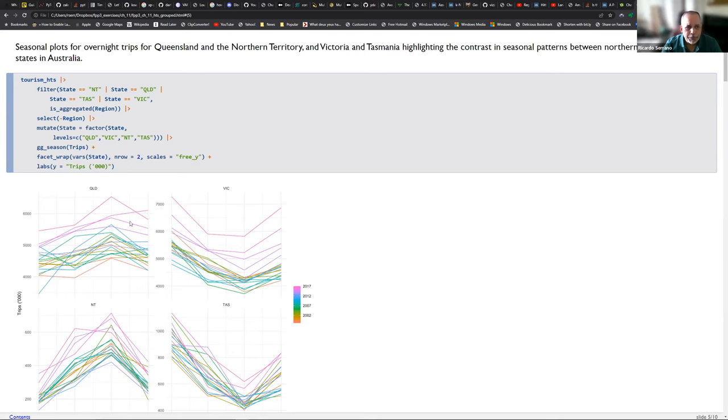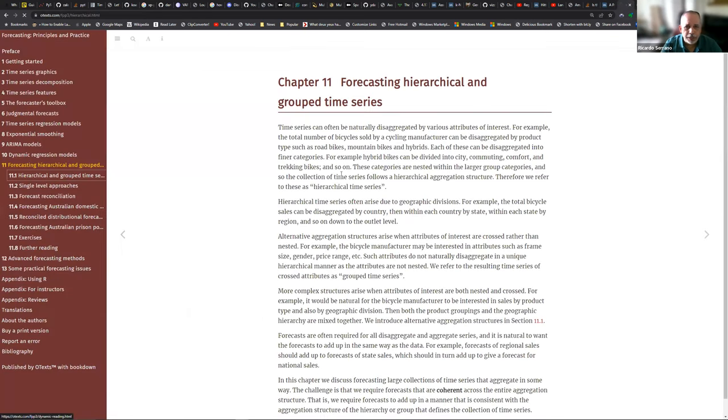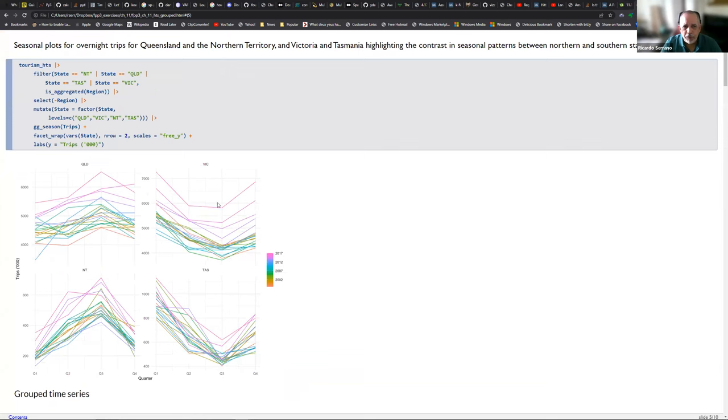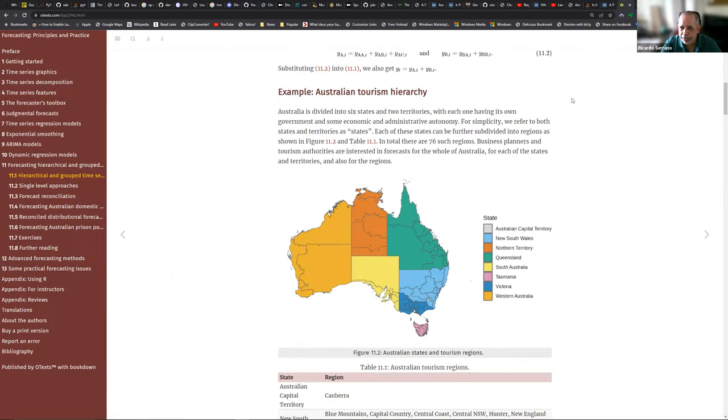So for example, in Queensland, let me give you a detail on where Queensland is in this map. Queensland is this green region, at the north-east part of Australia, which is the warmer part of Australia. Then we can compare it with Victoria. Victoria is at the south-eastern part of Australia, which is kind of a colder region.